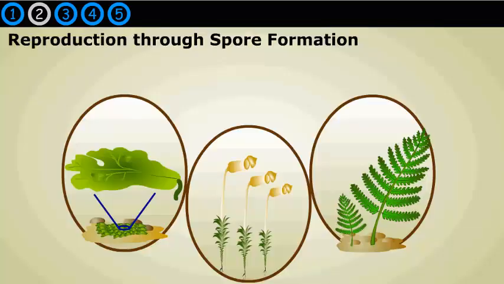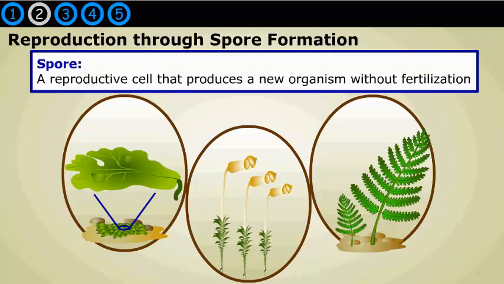Plants may also asexually reproduce by forming spores. A spore is a reproductive cell that produces a new organism without fertilization, that is, without the fusing of two sex cells. Spores are most conspicuous in flowerless plants such as liverworts, mosses, and ferns.